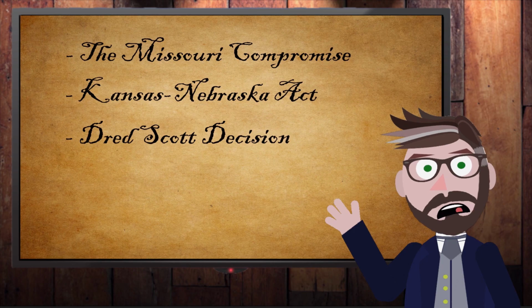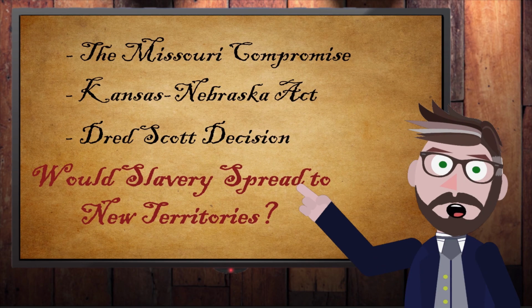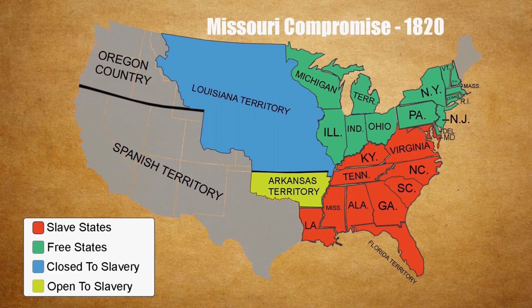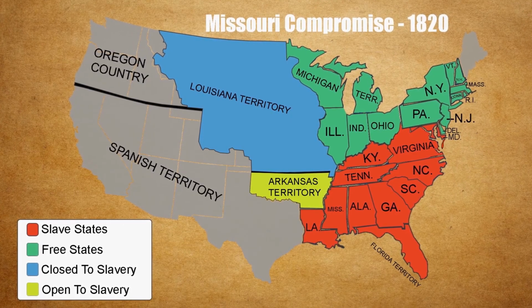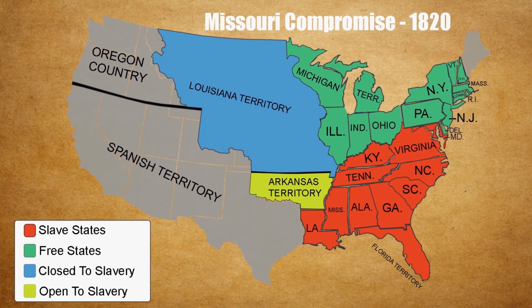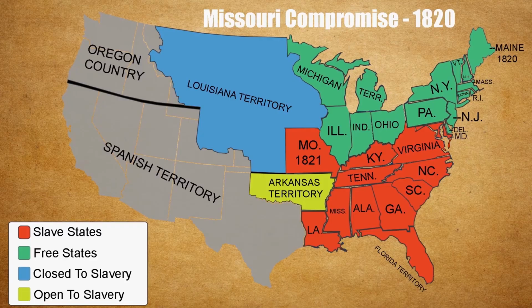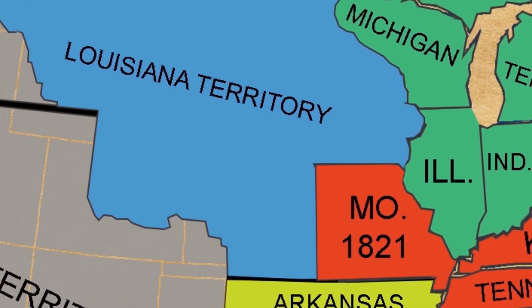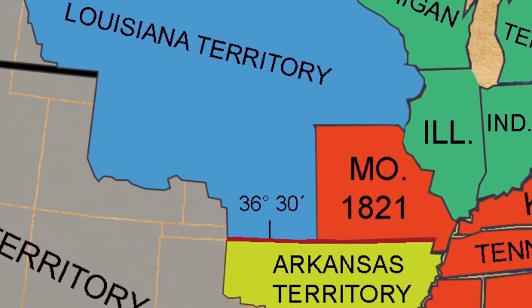Three critical legal decisions made in the early 1800s would set America on the path to civil war. As America expanded westward, the question arose of whether or not slavery would also spread to new territories. The first of these legal decisions was the Missouri Compromise in 1820. To maintain the balance between free states and slave states, Missouri was admitted as a slave state, and Maine remained free. The Missouri Compromise also ruled that slavery would not be allowed in the Louisiana Territory north of the 36 degrees 30 minutes latitude line.